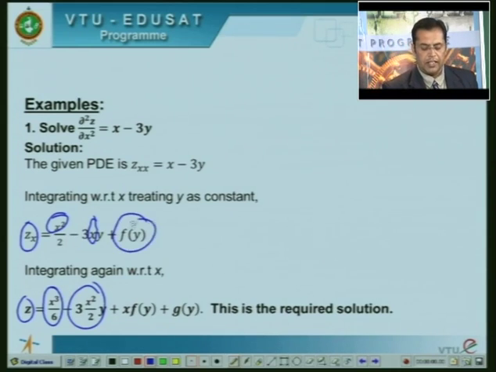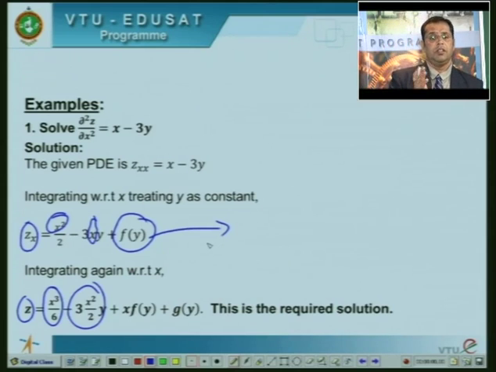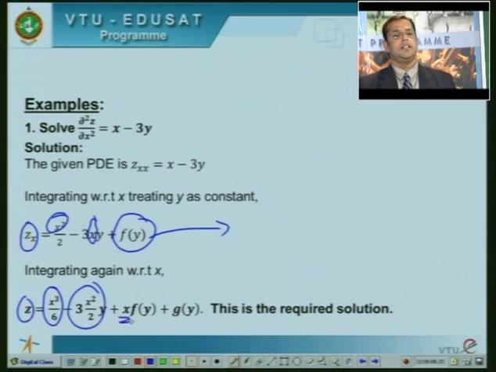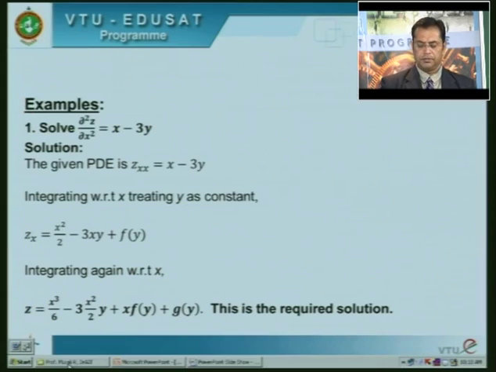It is interesting to note that here this is a function of y. So, when you integrate a function of y with respect to x, the function of y becomes a constant term. So, keep it aside, you are left with 1 whose integration with respect to x is x. That is why you have this x in the integration, and because you are integrating with respect to x, you finally add a function of y, say g of y, as the constant. So, z equal to x cube by 6 minus 3 x square by 2 y plus x into f of y plus g of y becomes the required solution.